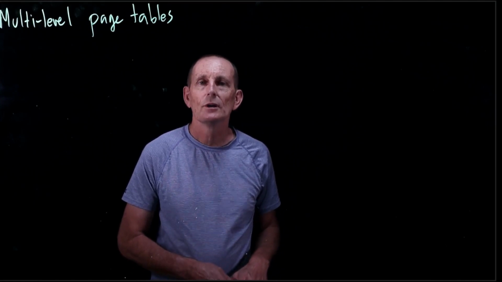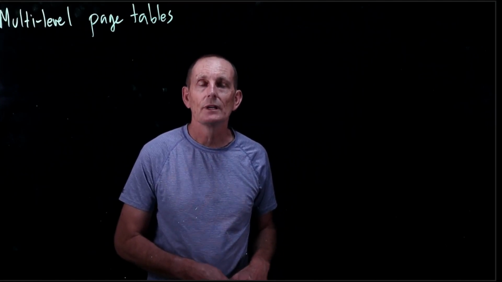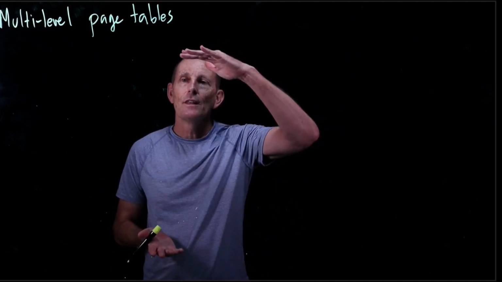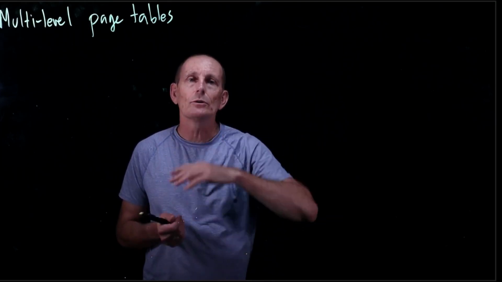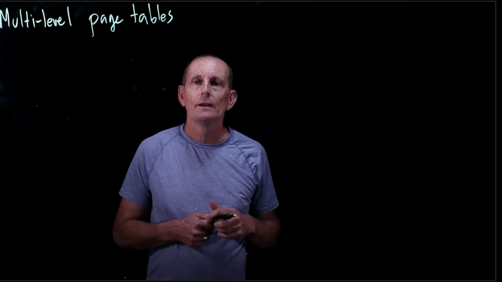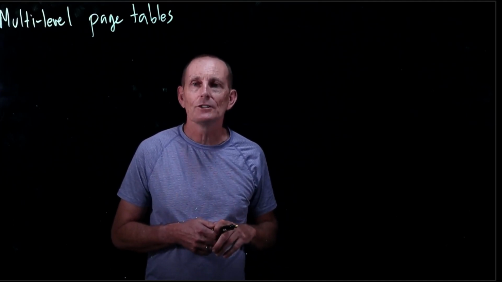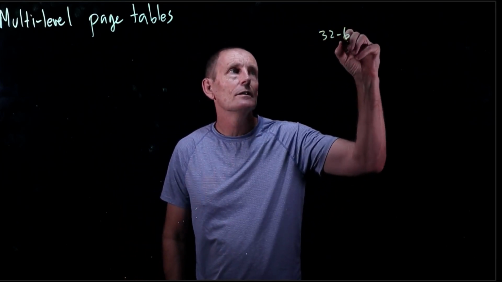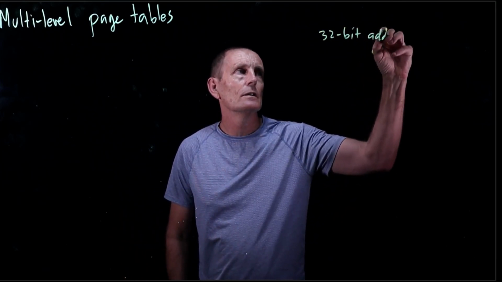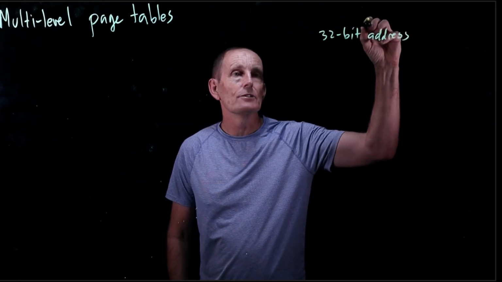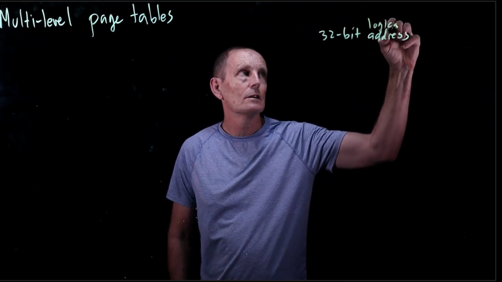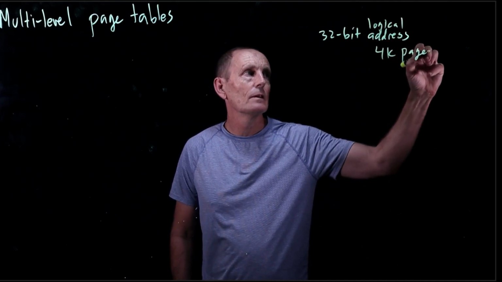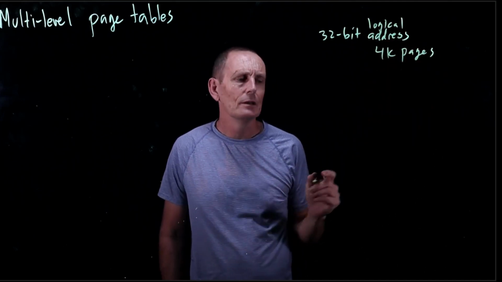Multi-level page tables provide a way to save memory in the face of address spaces that are sparse, that is, that may have holes in them. If we consider a single-level page table, let's look, for instance, at a 32-bit logical address space and 4K pages. How big is a page table going to be, right?